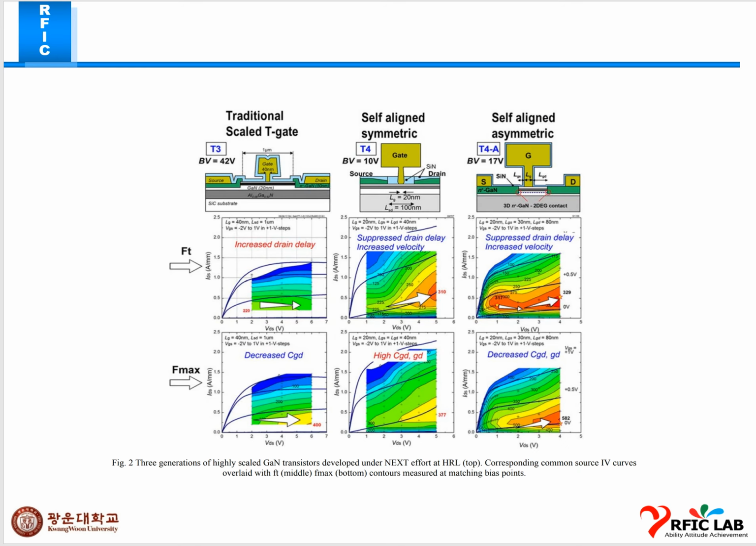Next, as you can see, these are three generations of highly scaled GaN transistors developed under the NEXT effort of HRL. FT and Fmax, as you can see in this figure, for the traditional scaled T gate, self-aligned symmetric, and self-aligned asymmetric devices, correspond to common source family of curves overlaid with FT in the middle and Fmax at the bottom, measured at the measuring bias point. I will explain this figure in detail in the next slide.